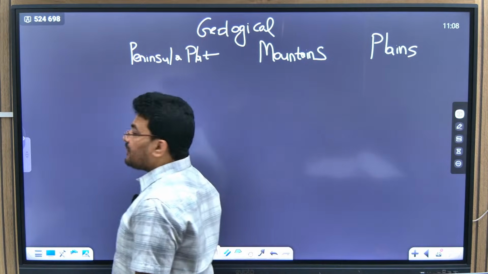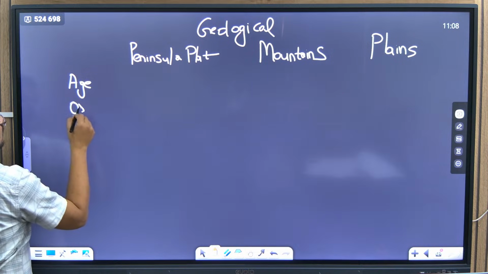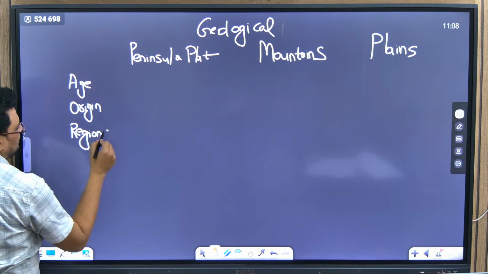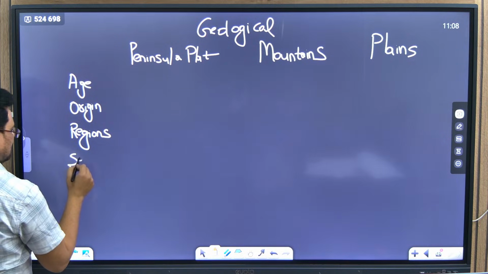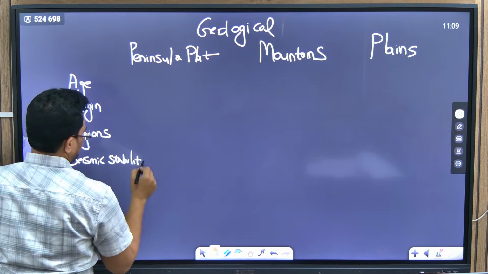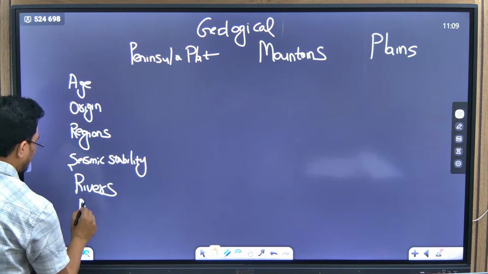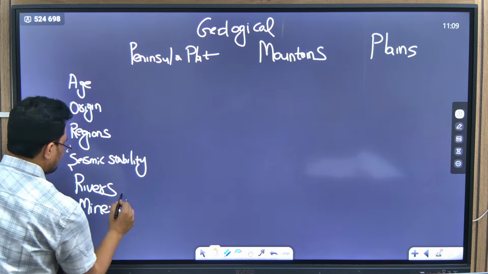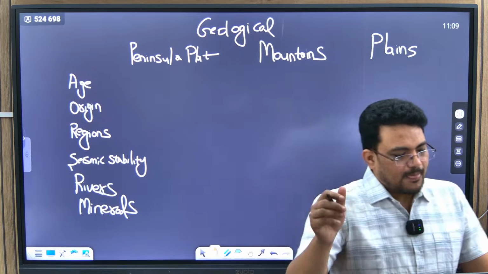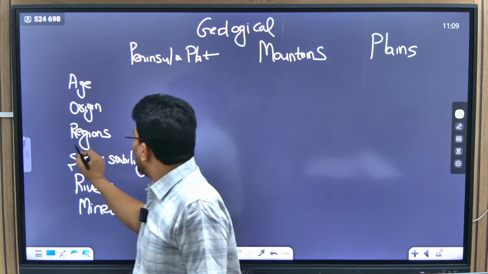Yeah. Okay. Here what we will be discussing is the age, origin, regions, seismic stability, rivers, if there, minerals inside. Okay, so these are the ones, but rock also.